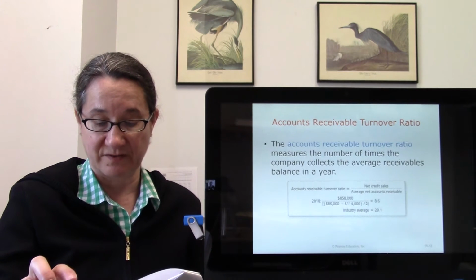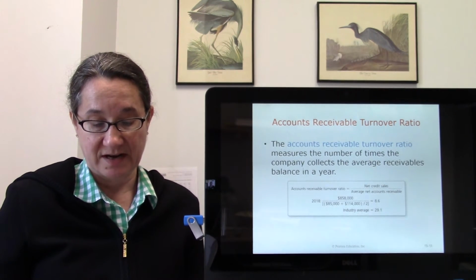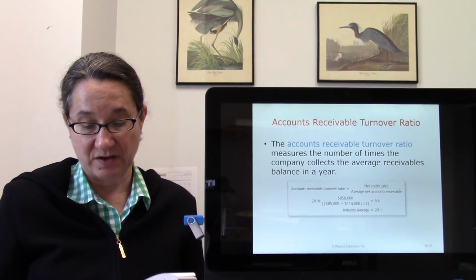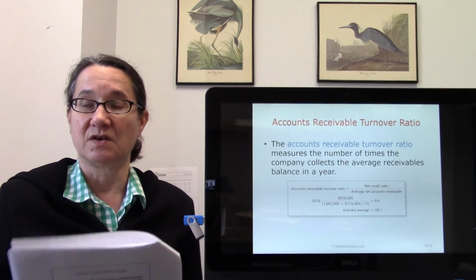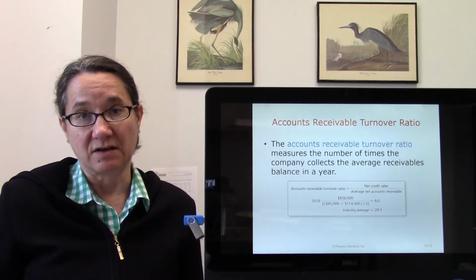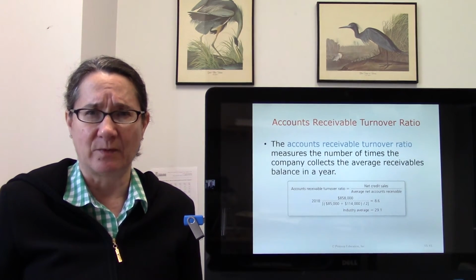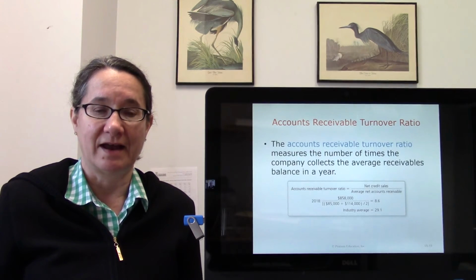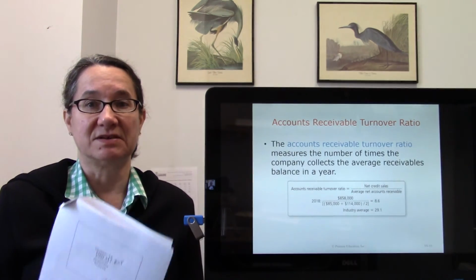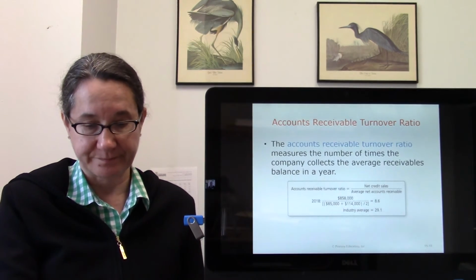The higher the ratio, the faster the cash collections. However, a receivable turnover that is too high may indicate that credit is too tight, leading to a loss of sales to good customers. So you have to think about this in terms of the more credit I give, the more I will sell. But when I give credit, I have to give it to people who I know will eventually pay me. So if my number's too low, it could be I'm not selling as much as I could because I'm not giving as much credit. So that's an interesting number.